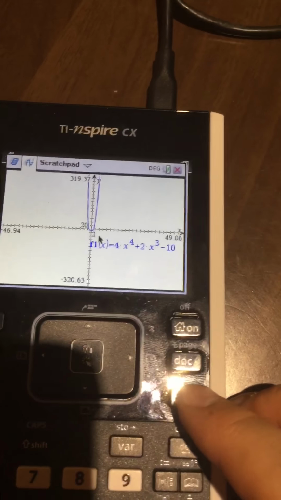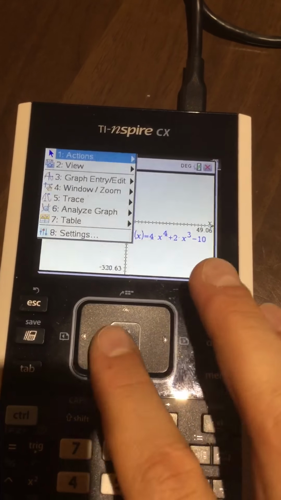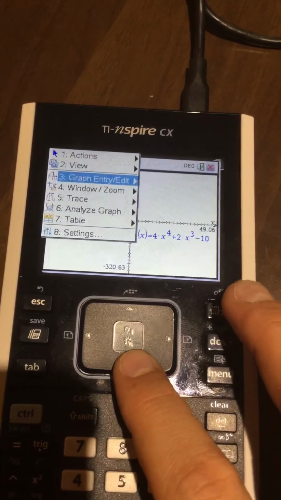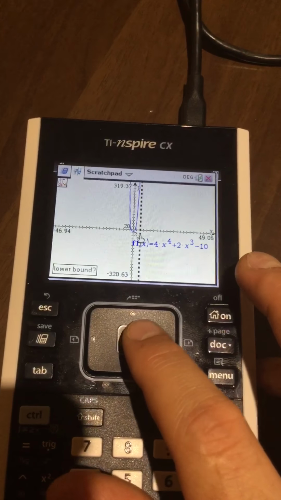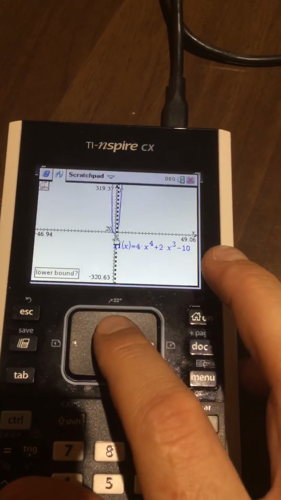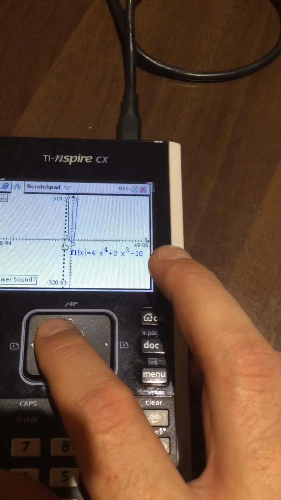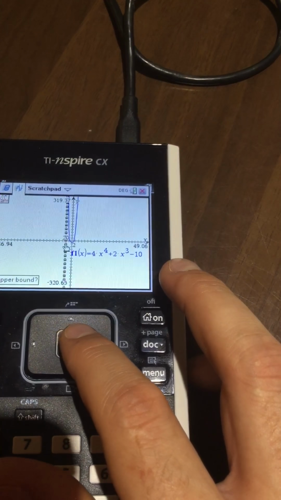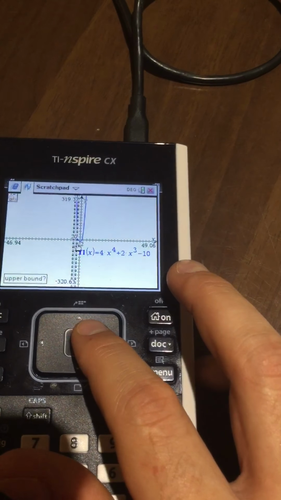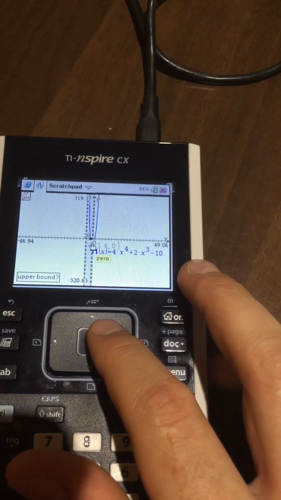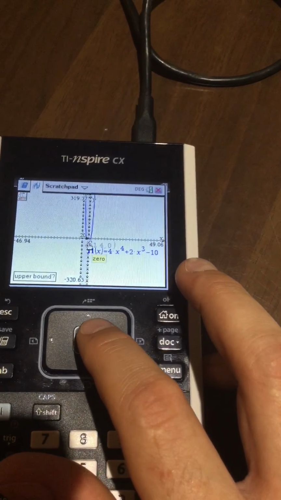So go on to menu, analyze that graph. You're looking for the 0 points, so that's what we want to do. Now you have to set these. This is where the TI Inspire calculator is a bit rubbish. You have to set where you want the roots to search for. So you want to see what that first root is, you do that.